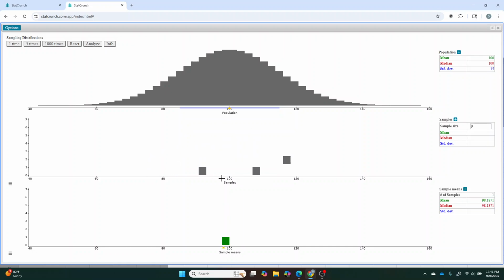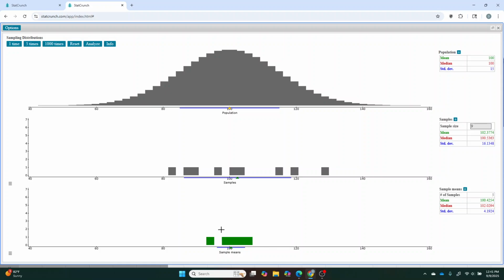What's happening is the simulation is taking a sample and then it's computing the sample mean of that sample, right? So down here we're getting different sample means. This is our third sample mean, our fourth sample mean. And you can see that some of these sample means overestimate the population mean and some of them underestimate the population mean. But you can imagine that if we take a bunch of samples of size 9, let me do another one, that we're going to start to get a distribution down here of sample means.